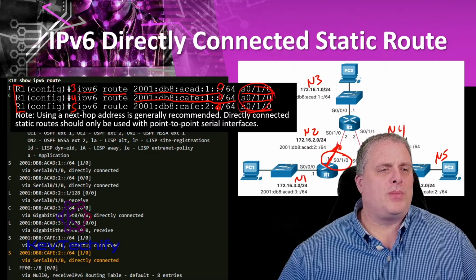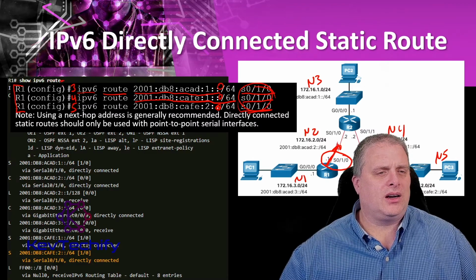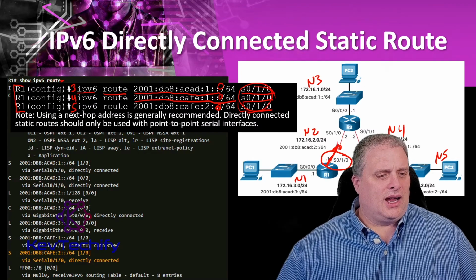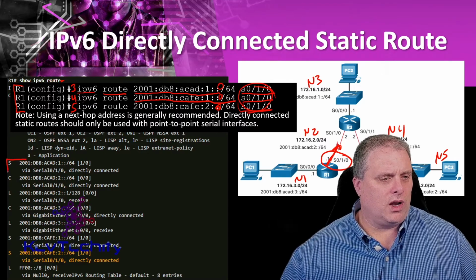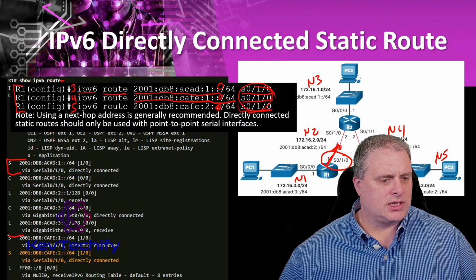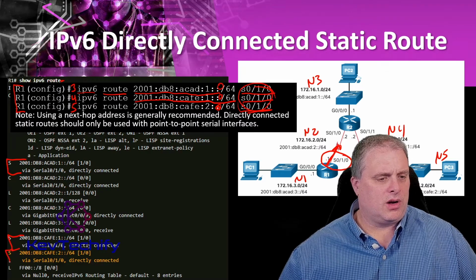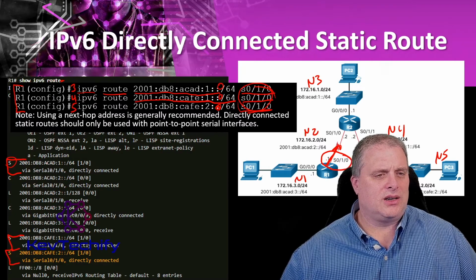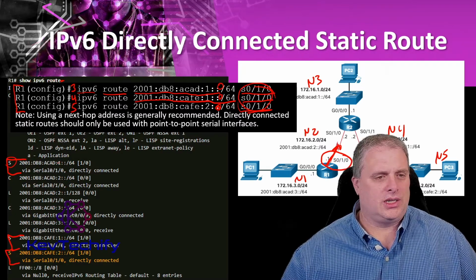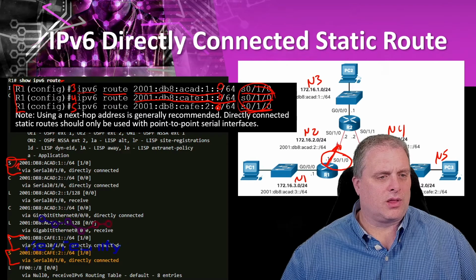We do a show IPv6 route command here. It scrolls behind. It gives us our networks. Here is the one network. Here is the second one. Third one, easily identified by the S for a static route. This here is for ACAD1. This is for network 3.